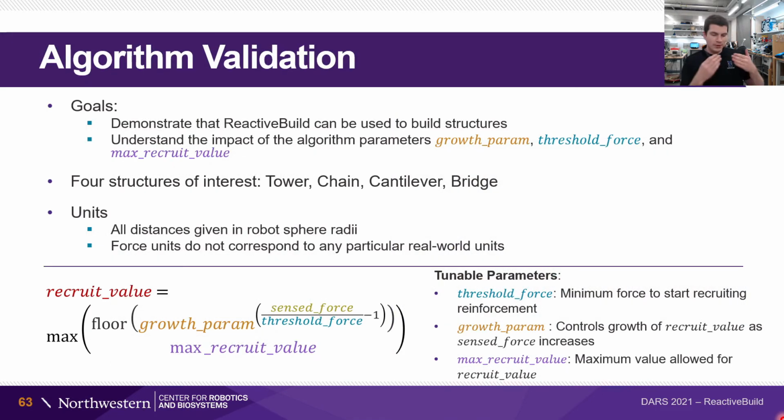So, we have the simulator, we have the algorithm, now I have to validate Reactive Build. There are basically two goals here. One, demonstrate that it works, of course, and also understand the impact of the various parameters that I talked about before, namely the growth parameter, the rate at which the recruitment value will increase as sensed force increases; the threshold force, which is the minimum force to start recruiting; and the max recruit value, which is the maximum value that the recruitment signal can take on.